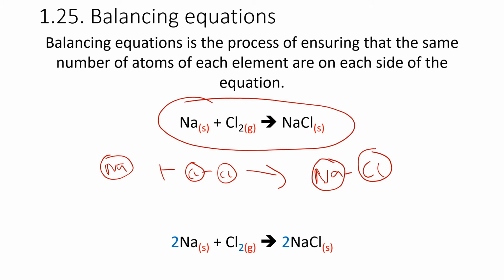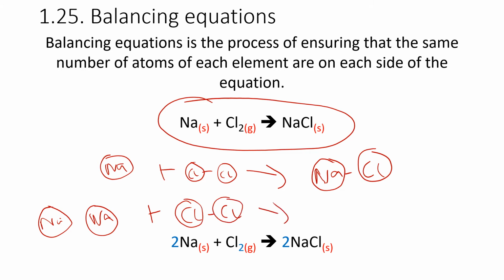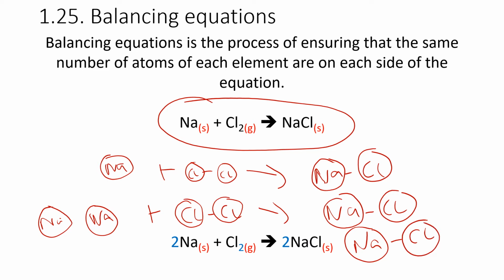Now this is where those big 2s come in, because if in fact we reacted two Na atoms, as you can see here, with two chlorines, as we have already in that little molecule that I drew, and then we can create two NaCl molecules. So that big 2 tells us that we have two of these. Now if you count the amount of atoms on each side for each element, you'll see that we have two sodiums on each side, two chlorines on each side, and therefore it is now balanced.